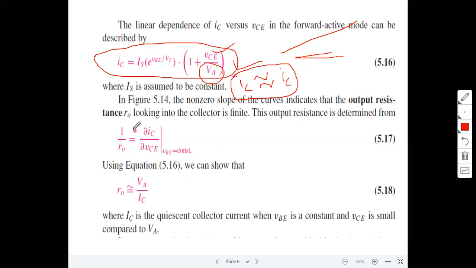Then the rate of change, output resistance, 1 by R naught is equal to change in IC by change in VCE, with VBE constant. If we differentiate the collector current equation with respect to VCE, with VBE constant, finally you will get the output resistance, which is equal to VA by IC.